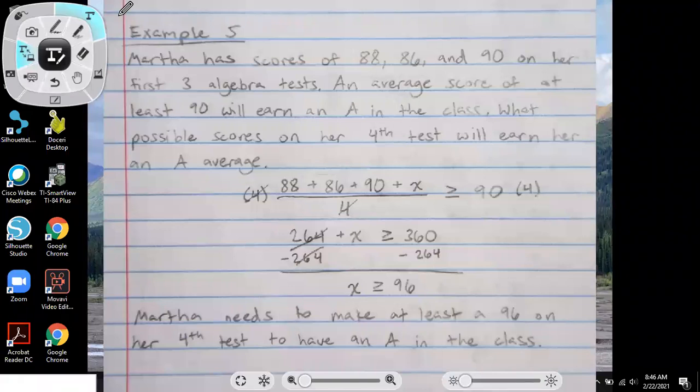Any questions on these examples that we've done?